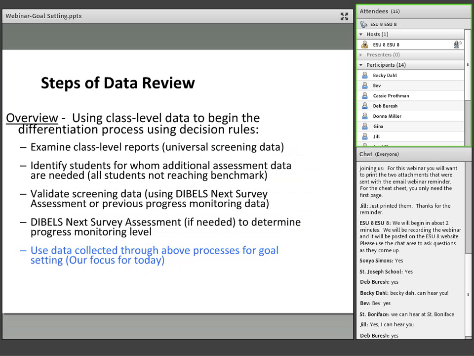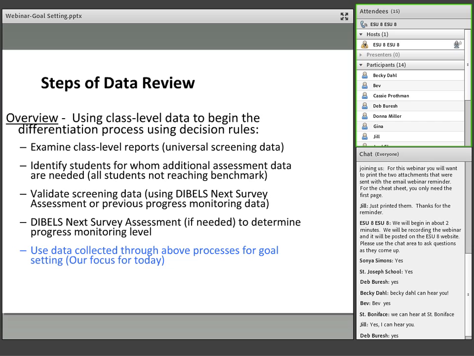Today we're going to just touch on the steps of data review. So most of you have just done your winter benchmark or did it right before Christmas break, which seems like such a long time ago. Gina and I were talking about how we had to kind of dust our brains off coming back after break. So you probably already have your DIBELS data. And so once you have the benchmark collected, then it's like, okay, where do we go next? So what you're going to do is look at that class level data to begin the differentiation process using decision rules. And at your school, you may have decision rules written down, or you may not. And if you don't, that is something that you probably would want to talk to your school psychologist about doing.